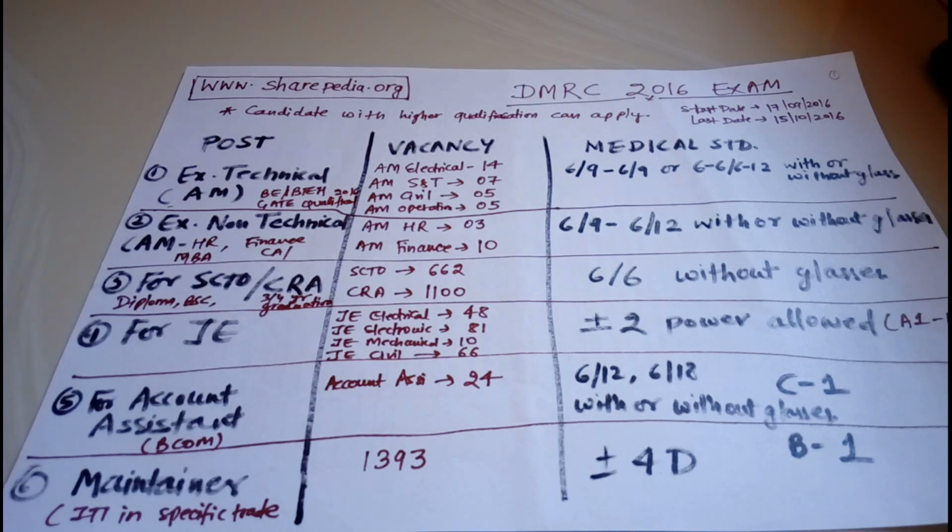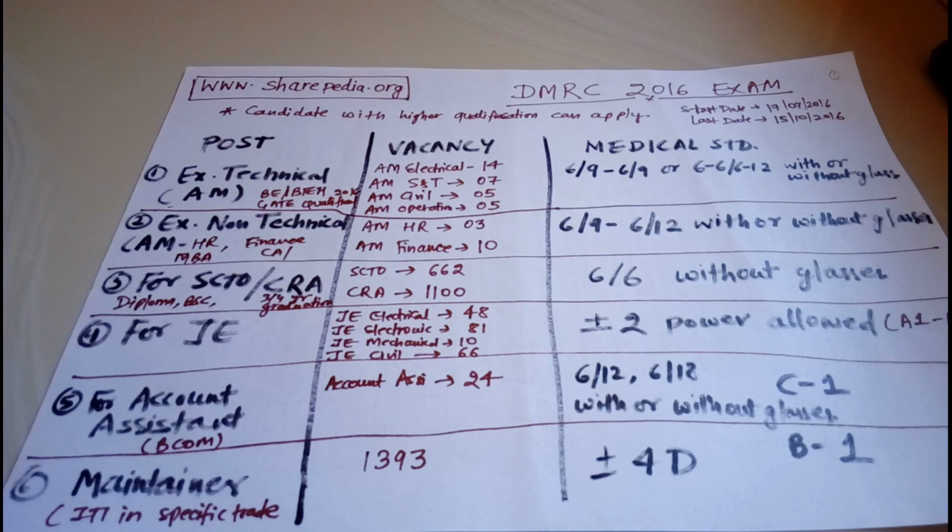Now next move to junior engineers. For junior engineers there are mainly 4 vacancies: for electrical engineers, electronic engineers, mechanical engineers, and civil engineers. And for junior engineers plus minus 2 power is allowed. They have medical standard category A1 to A3. Your eyes can have power plus minus 2D. For JE electrical you can see there are 48 vacancies. For JE electronics we have 81 vacancies. For JE mechanical we have 10 vacancies. For JE civil we have 66 vacancies.